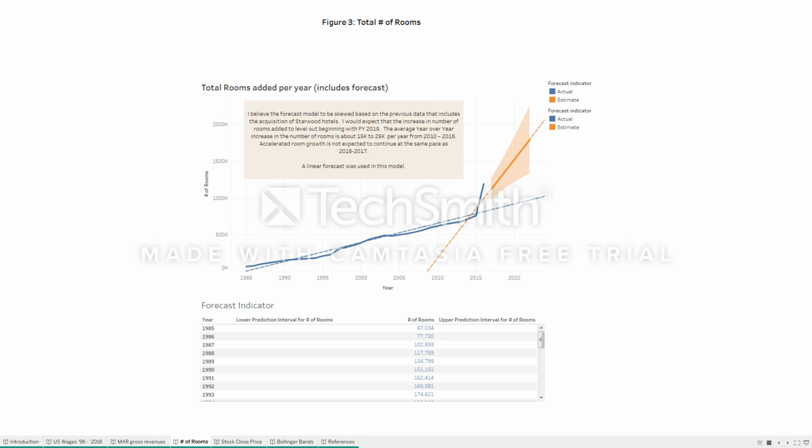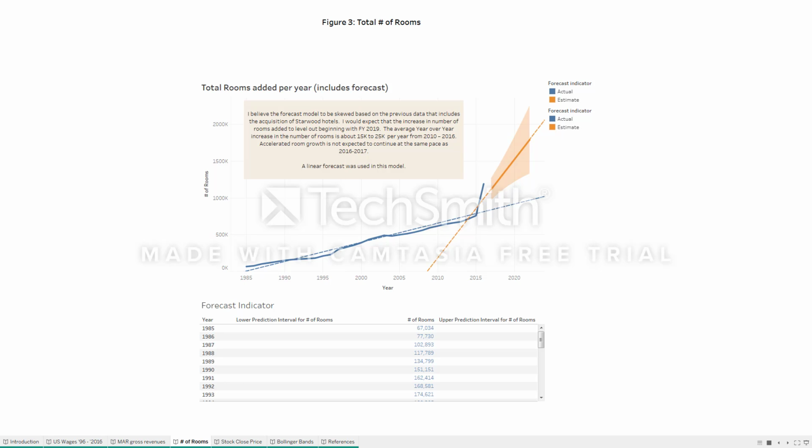The next graphic relates to the number of rooms added. Again, this graph is very similar to Figure 1 and 2. By the end of 2016, you see a significant increase in rooms inventory. This again is due to the acquisition. Much like the gross revenue graph, I believe the forecast here is skewed as well.